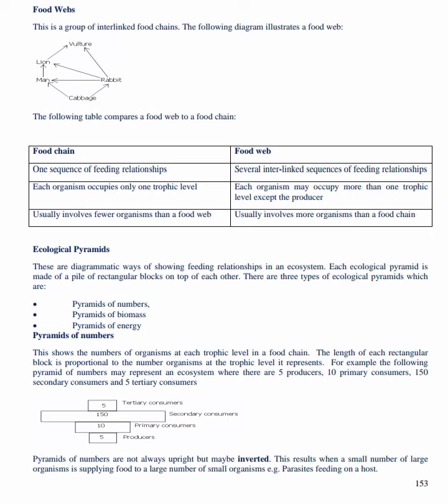For example, when we look at a food chain, it's just a single chain that shows A eating B, B eating C, C eating D. But when we move on to a food web, A can be eaten by 3 other organisms, B can be eaten by 4 other organisms or 2 other organisms. So a food web is much more realistic. But what you need to know is that every food chain, even a food web, will begin with a producer. So a food web is just a group of interlinked food chains.